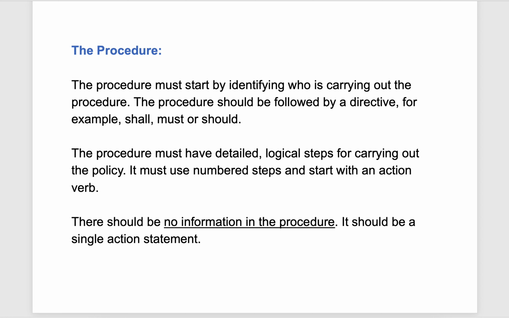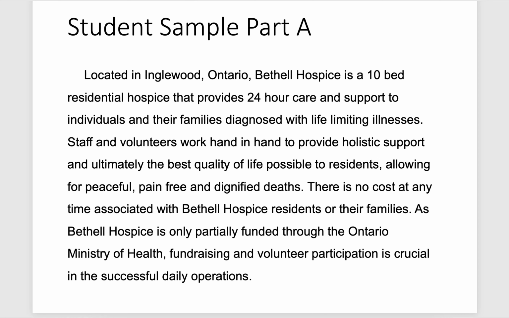If you have information or you find you want to keep adding information to the procedure, that means you don't have enough information in your policy. If you need to explain something, that should be up in the policy section that explains what it is the person needs to know and why they need to know it. So let's take a quick look through a couple of samples. They are going to be spread out over a series of slides.